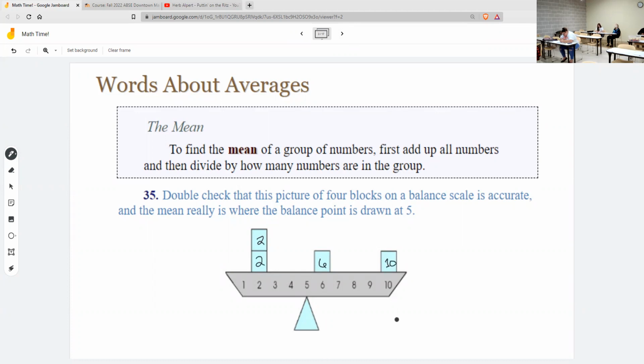So when I add them all up, what's the total? 2 and 2 is 4. 4 and 6 gets us to 10. Another 10 is 20. So the total is 20. There are 4 blocks, so after that, we're going to divide by 4. And what's 20 divided by 4?